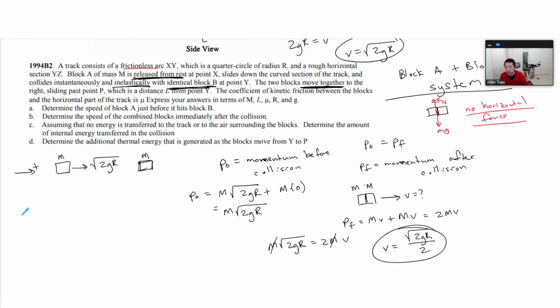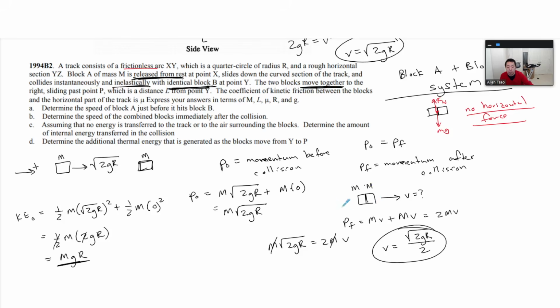So in a collision, we look at the kinetic energy before the collision. I'm just going to add up the 1/2 mv squared of every block. 1/2 m times root 2gr squared plus 1/2 m times 0 squared, because this block's not moving at all. So the kinetic energy before the collision is 1/2 m. When I square this, I just get rid of the square root. The 1/2 and the 2 cancel, I just get mgr. That was the kinetic energy before the collision.